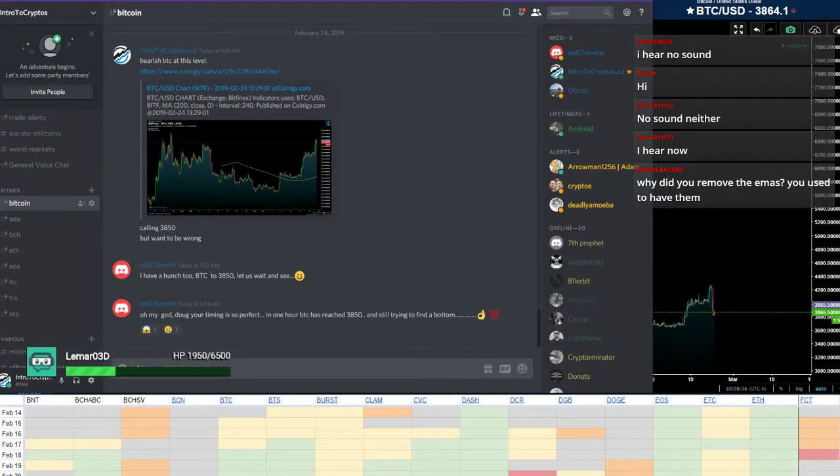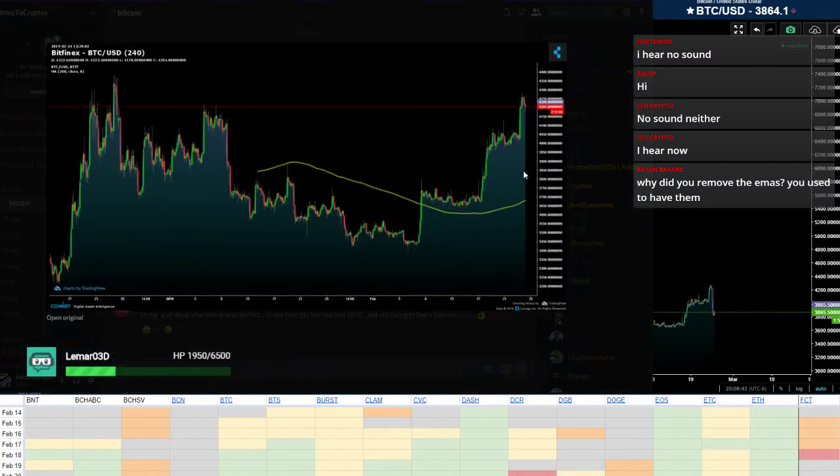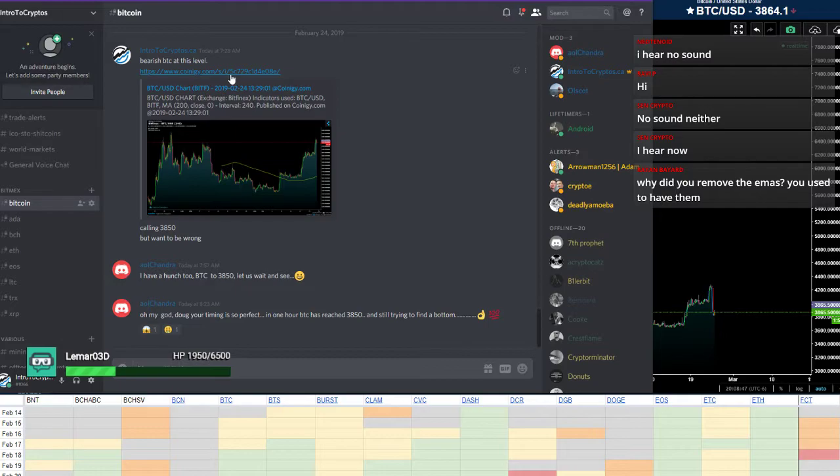Does that fit in there? Good. So here, bearish BTC at this level, you can see the price chart just before, and all of the indicators were looking like it was going to go down, and I said I'm calling for 38.50. Alcondra put in right away after that. She had the hunch too, 38.50, and sure enough, the timing was perfect. It came right down pretty much to 38.50, and that's where it's sitting right now.